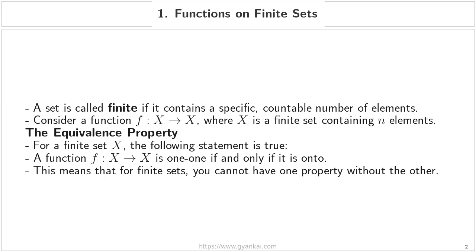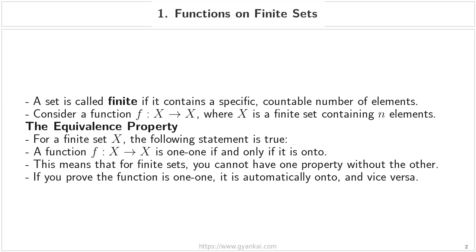To put this in simpler terms, when the domain and codomain are the same finite set, these two properties are inextricably linked. You cannot have one property without the other. Essentially, this means that if you can prove the function is 1-1, it is automatically onto. Conversely, if you prove the function is onto, it must be 1-1. In the next few slides, we will dive deeper into the logical reasoning behind this property and use a real-world analogy to make it more intuitive.